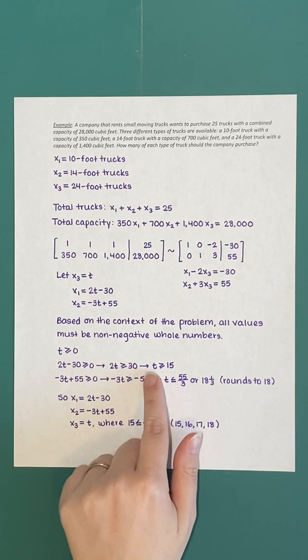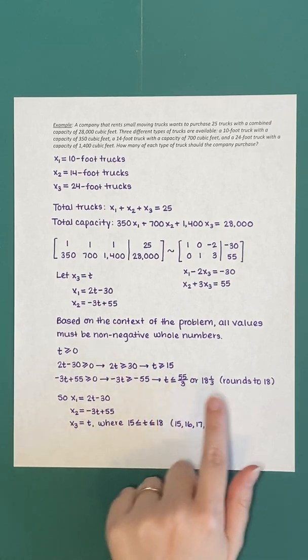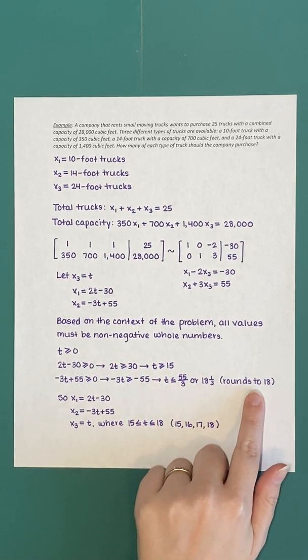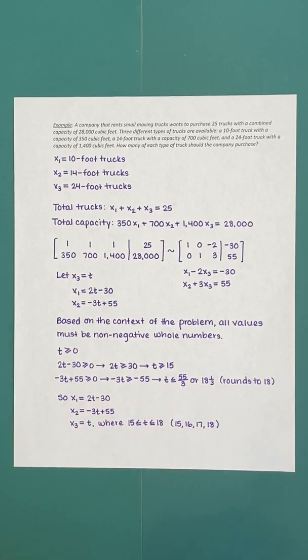So t, the value we pick, has to be between 15 and 18, including possibly 15 and 18, but it's also got to be a whole number. So we can actually buy different combinations of trucks in order to meet the goal of buying 25 and having a total carrying capacity of 28,000.